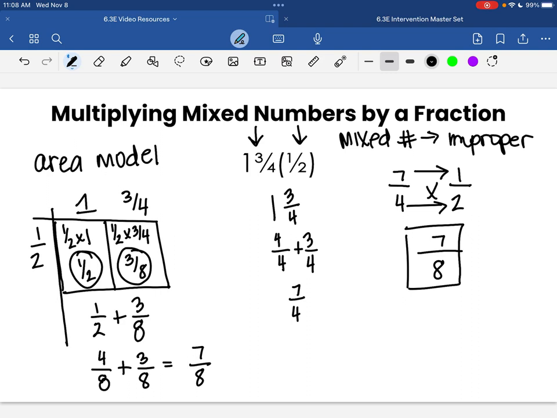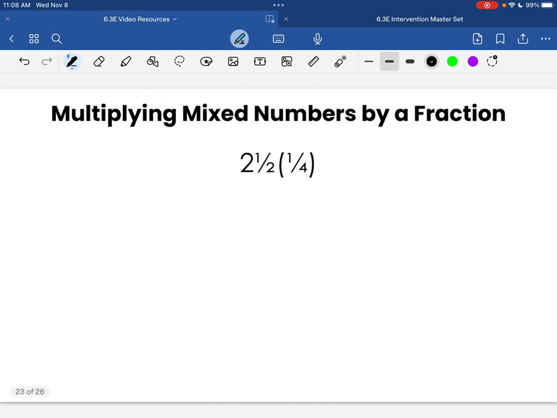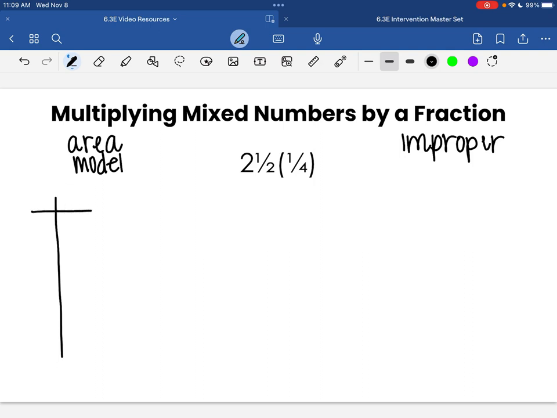All right, let's take a look at one more. So now I have 2.5 times 1/4. And again, we're going to use our area model. And then we'll look at going improper. So for our area model, I'm going to draw the area mat. And my first factor is 2.5. So I have two wholes, and then I have my half. My second factor is just 1/4.